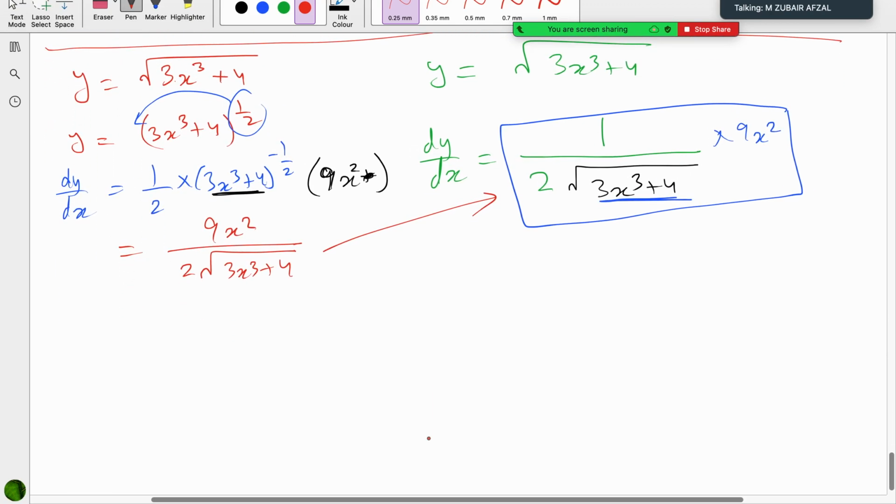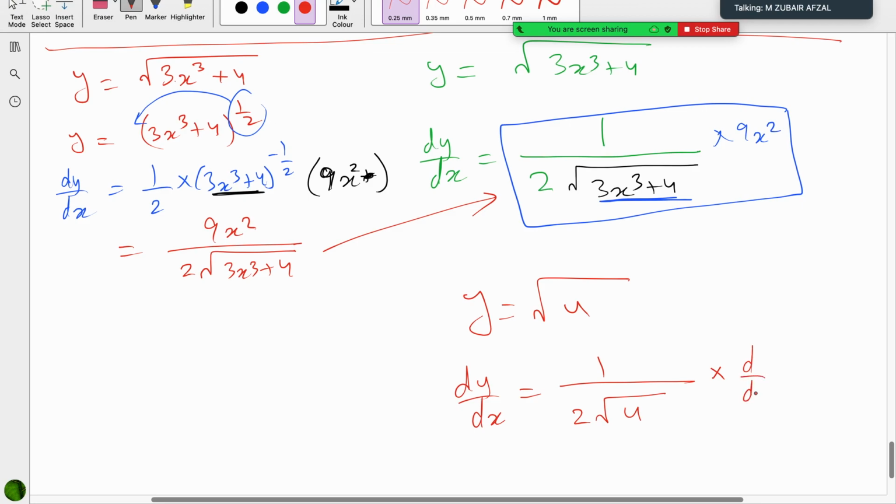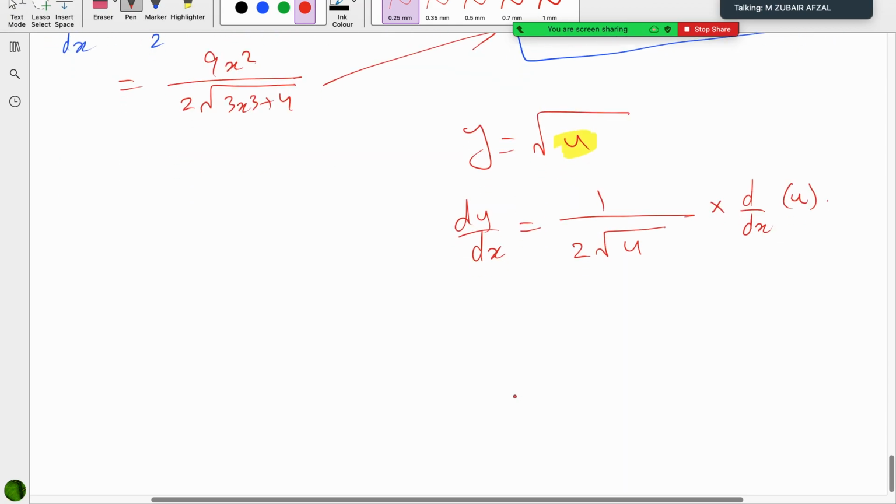I'll write the general formula as well. If you have y equal to the square root of u, then dy by dx would be 1 over 2 square root u, so 1 over 2 written, main question copied, into d over dx of u, the differentiation of whatsoever is under this square root.